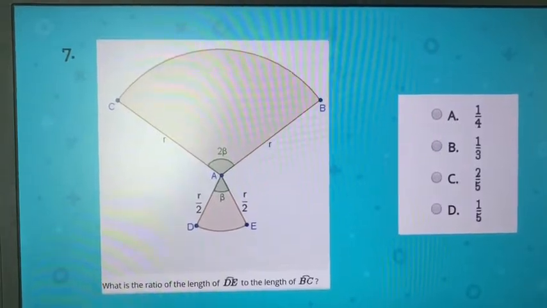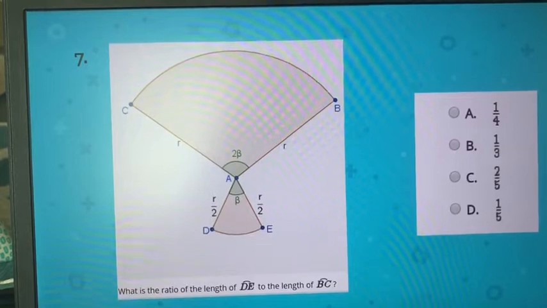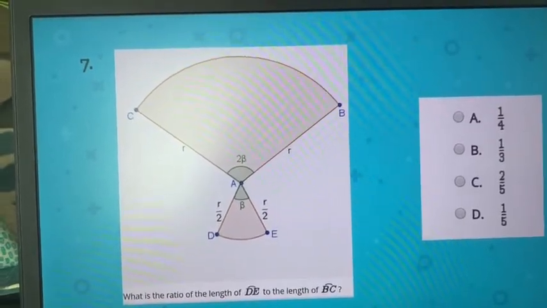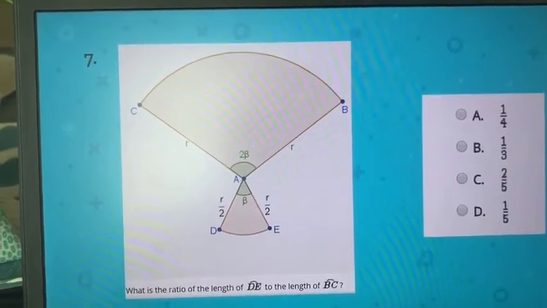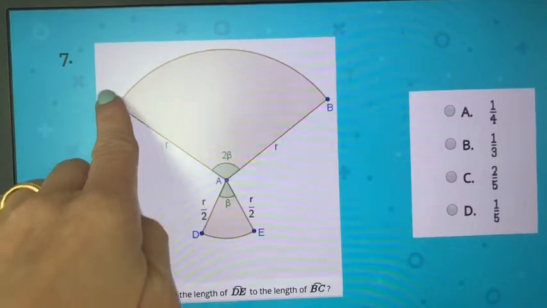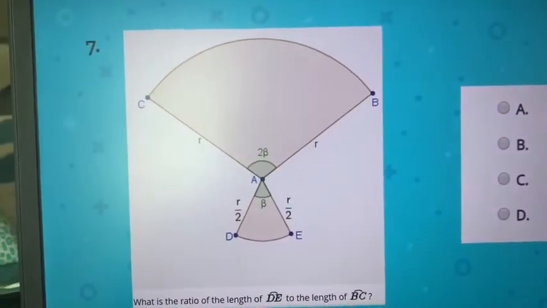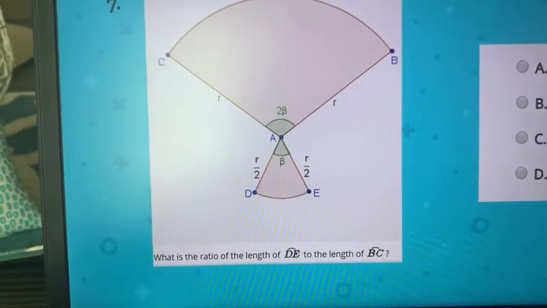The first problem we're going to look at is actually number 7 on the slide. The question is, what is the ratio of the length of the arc DE to the length of the arc BC? So what we're looking at is we are going to set up a ratio of this arc right here to this arc right here. And as you notice in this problem, they don't give us any numbers, right? We just have a lot of variables.